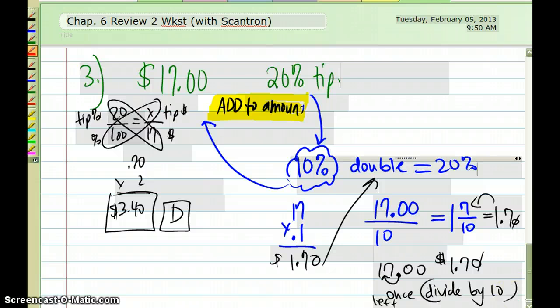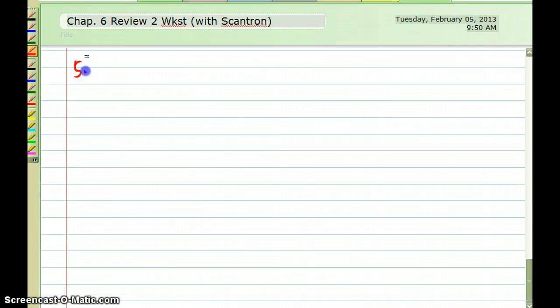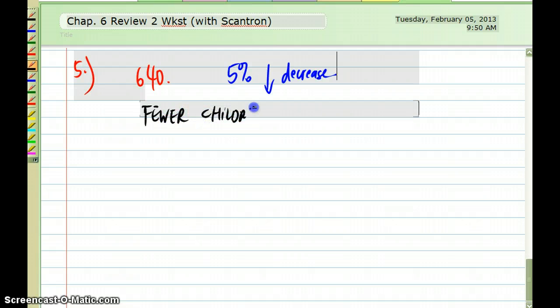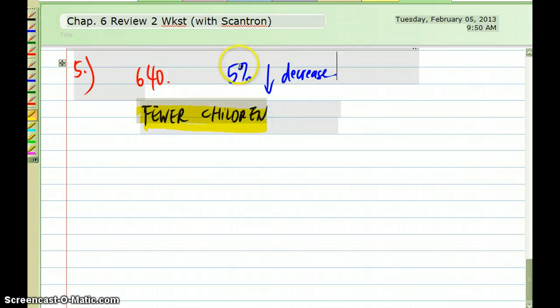Number 5. I have 640 children here that are participating, but then there was a 5% decrease. If something is decreasing by 5%, I want to find out how many fewer, so my keyword here is fewer children. So to figure out the fewer children, I'm going to figure out this 5% decrease, the fewer here.